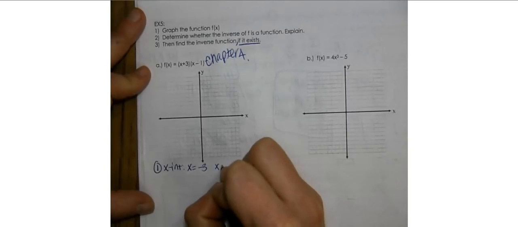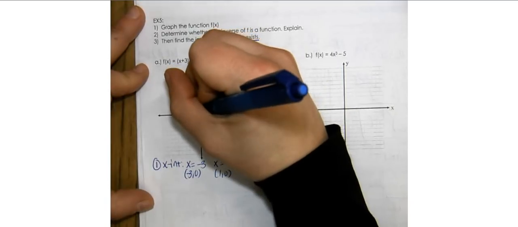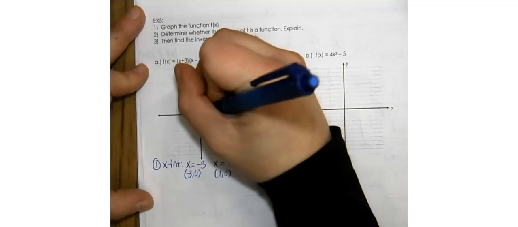This is a function that's written in intercept form. So that's the first thing that we're going to identify, our x-intercepts. Our x-intercepts are located at -3 and 1. So it's just the opposite of the parentheses. So I'm going to plot the ordered pairs -3, 0, and 1, 0. Here's -3, 0, and here's 1, 0.